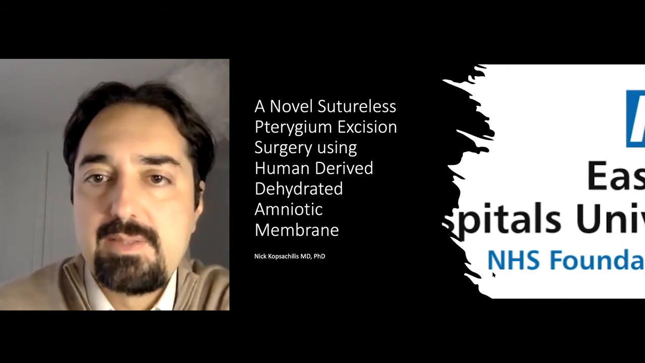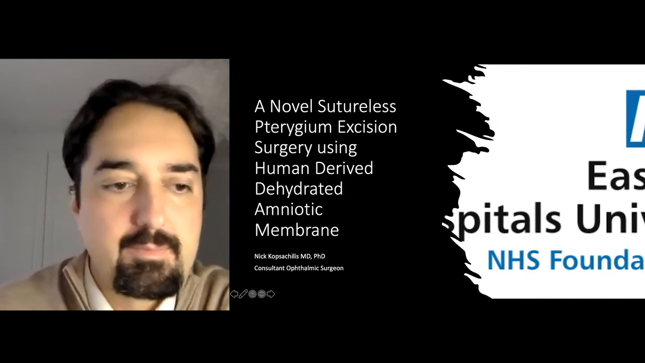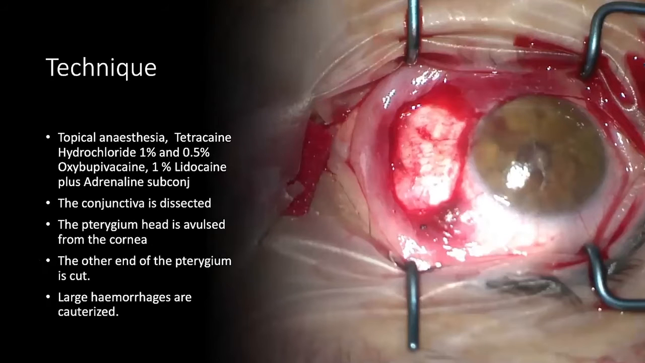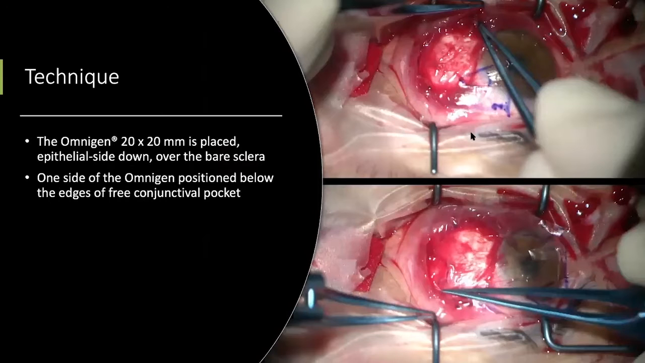So looking at the technique again, we use topical anesthesia, of course, as per a normal technique, tetracaine and subconjunctival lidocaine. Then it's very important to dissect the conjunctiva down to bare sclera, remove the bolus of pterygium, but also create a little pocket in the conjunctival tissue. Now, this is the pocket where we tuck in the amniotic membrane, the Omnigen.